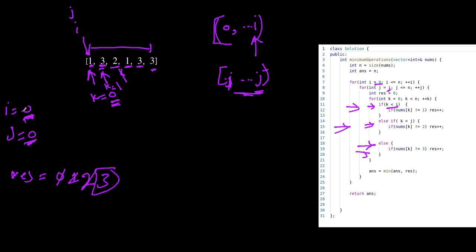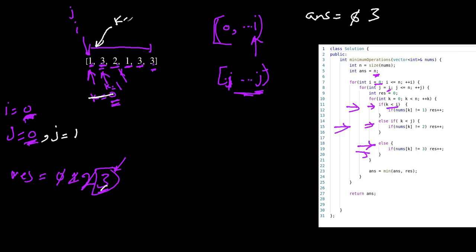So for i equals 0, j equals 0, the answer is 3, and 3 is less than the answer, which is 1, 2, 3, 4, 5, 6. So the answer is initially equal to 6. Now 3 is less than 6, so we update the answer. So we are done with j equal 0. Then we try with j equal 1, and we do this for all possible cases.